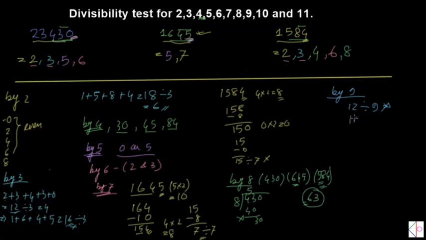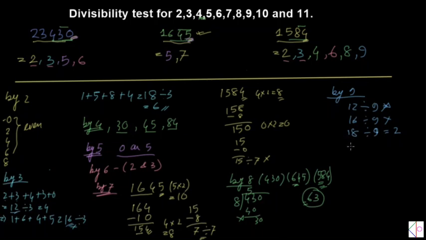In case of the second, it is 16. 16 is also not divisible by 9. In case of the third number, it is 18. 18 is exactly divisible by 9. It becomes 2. So here we can say 9 is an exact divisor of that number.